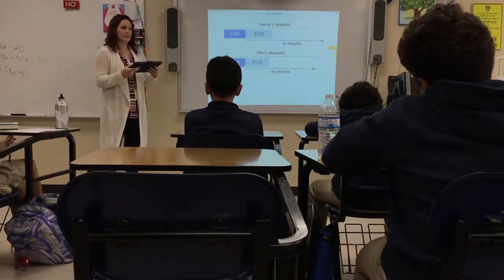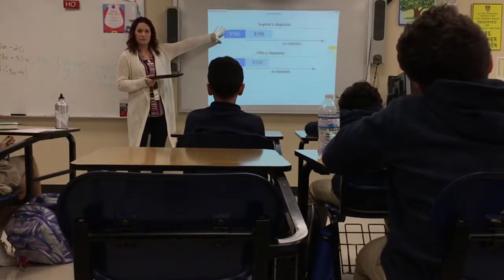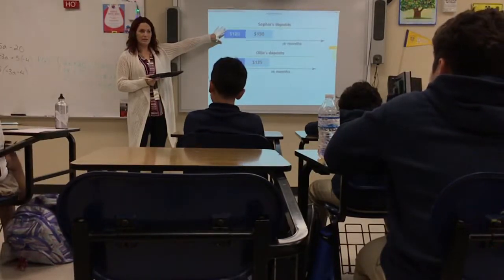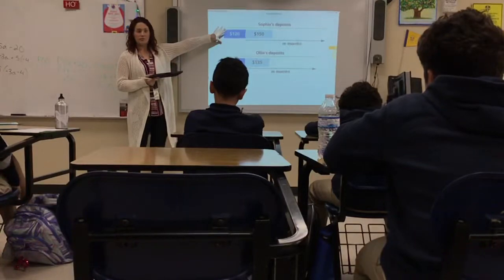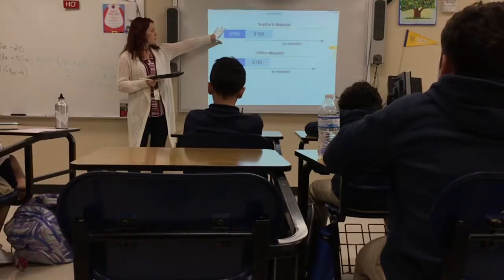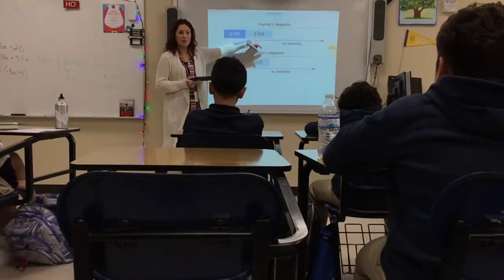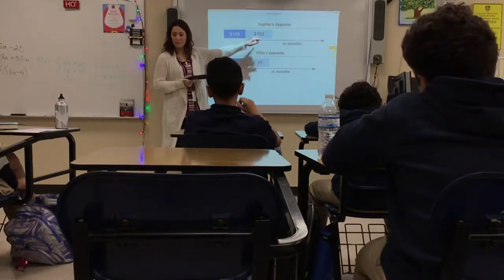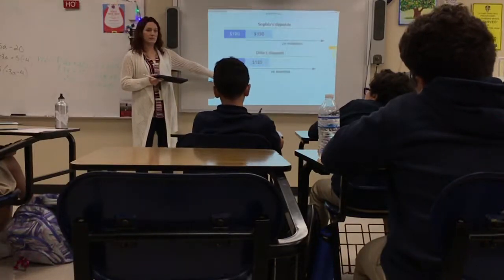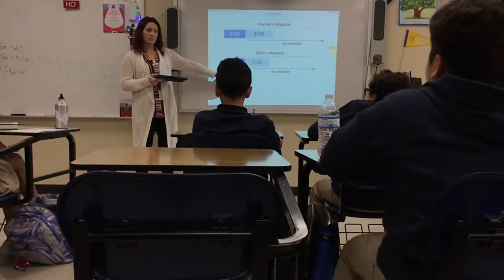How would I write this expression? How would I put this into math terms? 120 plus 150m. Why is it 150m? Because it's in months, it's multiple times. What would this one be? 120 plus 135m. Good.